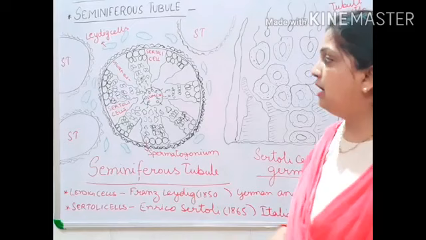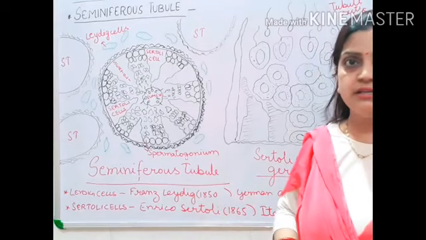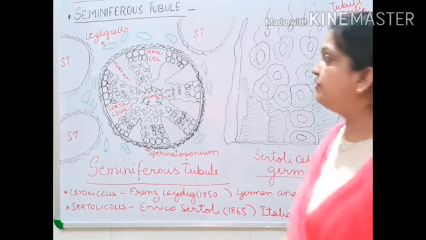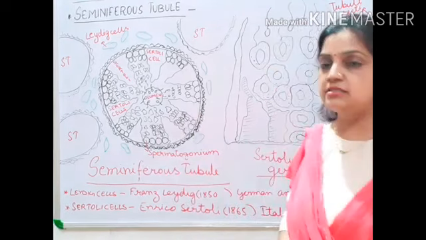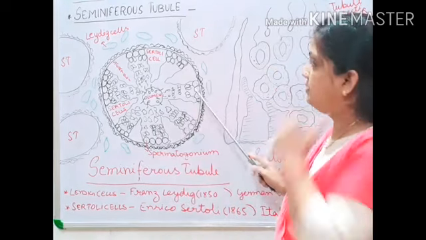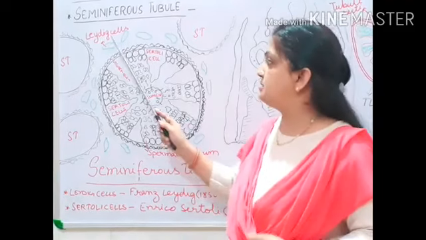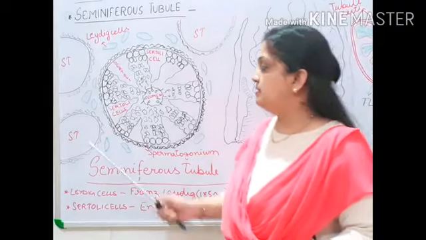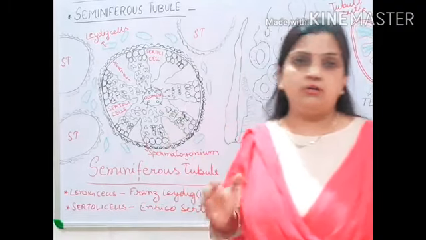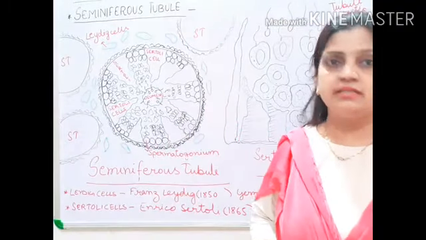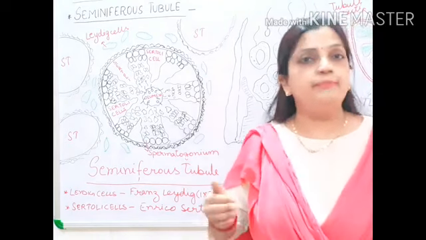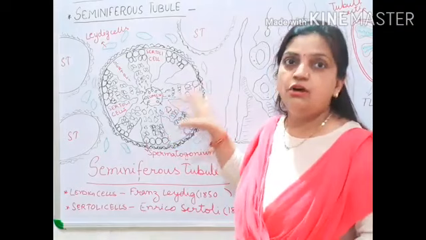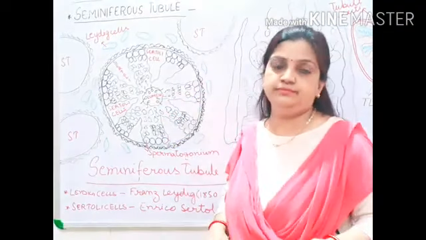Now children, I hope the main basics are clear now, that your seminiferous tubules are made up of various parts, that is your Sertoli cells, Leydig cells, spermatogonium cells, and the lumen. Various types of concepts were there which were very necessary for you to know in the beginning. And now we will be moving to the detailed internal structure of the seminiferous tubule.